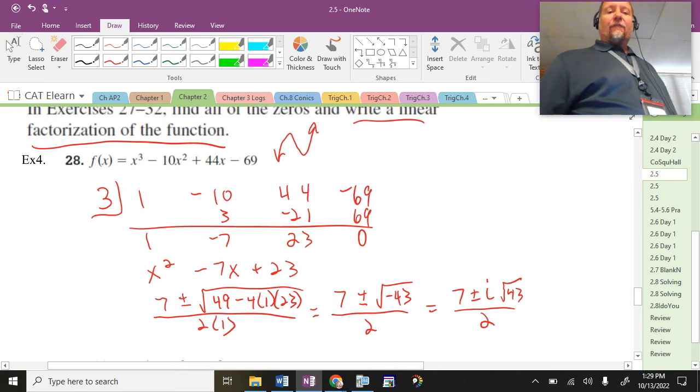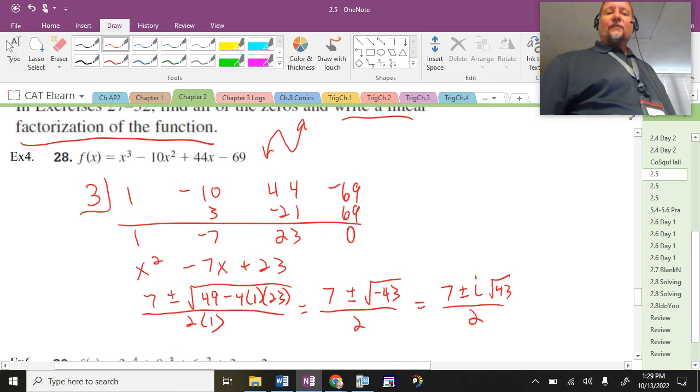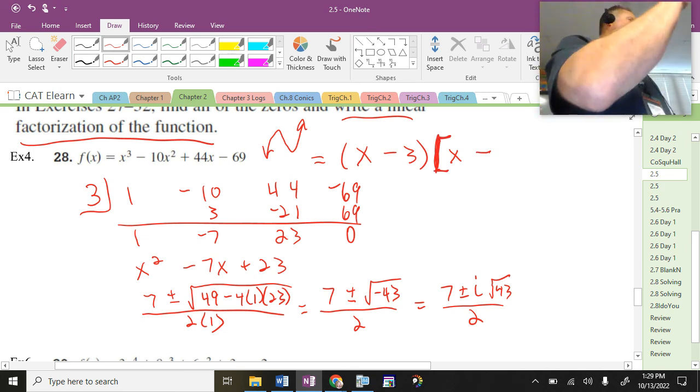Now, remember what it said. Find the zeros and then write a linear factorization. So here's the linear factorization of it. 3's nice. That means x minus 3 is a factor. This is not, but this is how you're going to write it. X minus, you probably should put brackets around this now. I'm going to use parentheses. And you could be lazy like me.